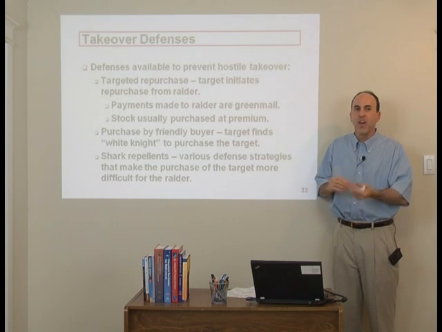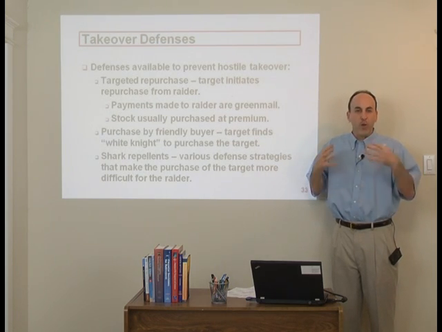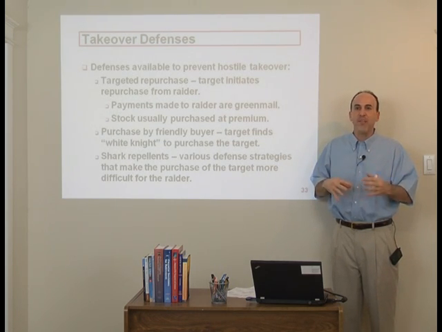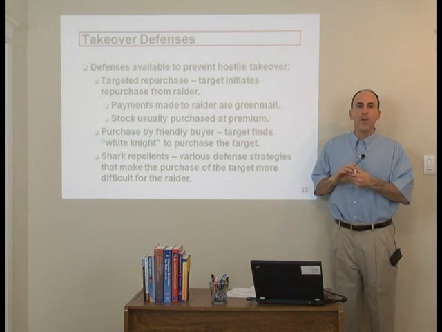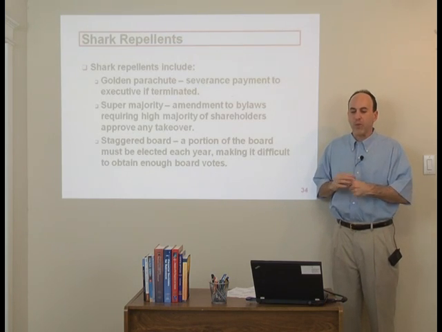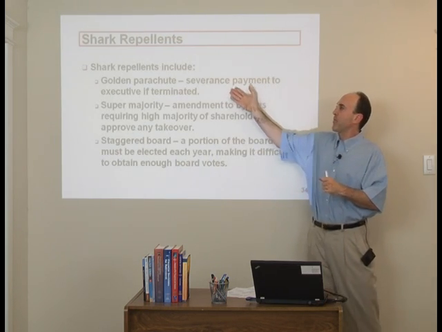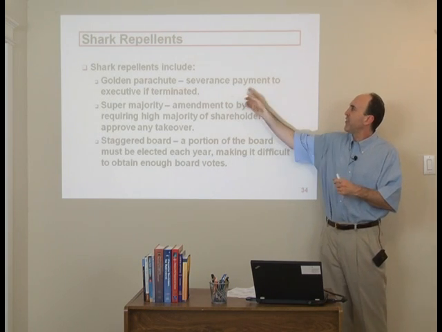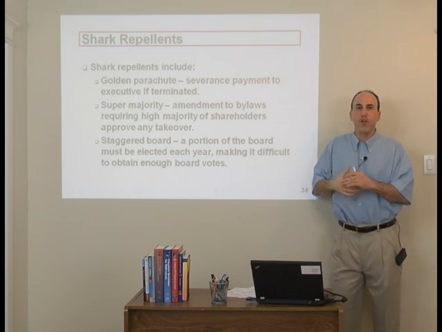Remember, these are things that we can do, agreements we can have in place that basically prevent a raider or make it more difficult for a raider to take us over. So let's go through some shark repellents. The first type of shark repellent is a golden parachute. That's a severance payment to the executive if terminated.